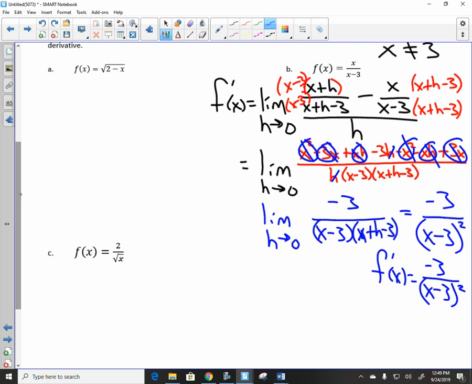If you square something, it will always be positive. So we have a negative on top, we have a positive on bottom. So you know that the slope is always negative. And so therefore, if you look at your original function, it looks like this. Well, what can you tell me about the slope of that original function? It's always negative, right? Down, down, down, down, down, down. So the derivative is always negative.